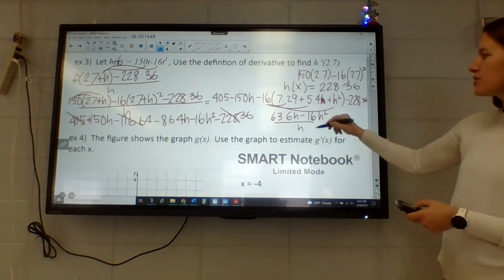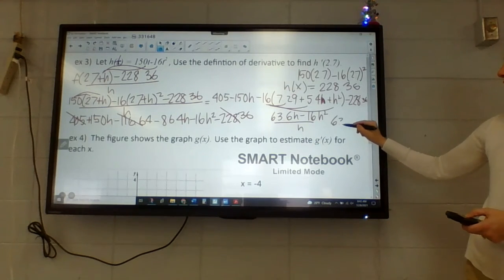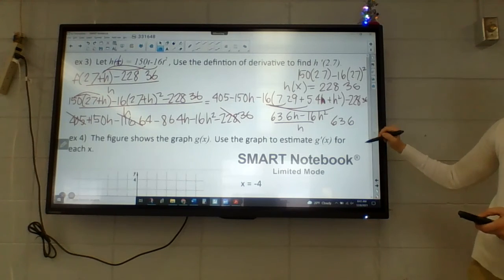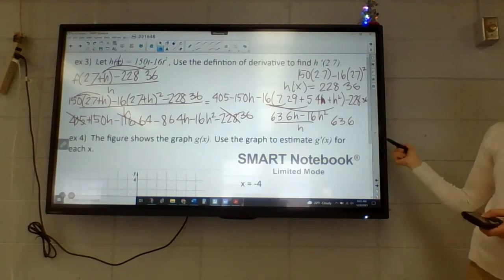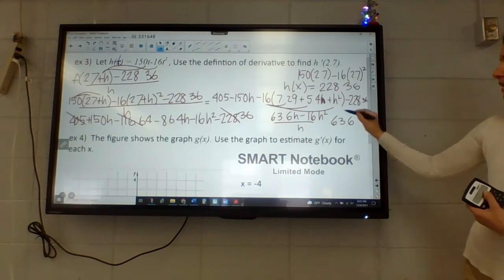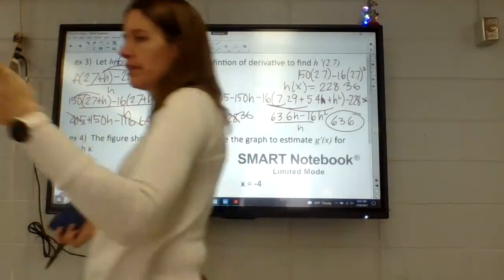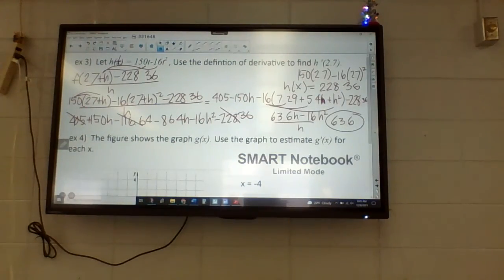Now again, those h's are going to cancel out. So I'm going to be left with 63.6, and then minus 16h, but again, h approaches 0. So our derivative at that point is 63.6. So at 2.7 in time, that's going to be our instantaneous velocity, so our speed at that point.